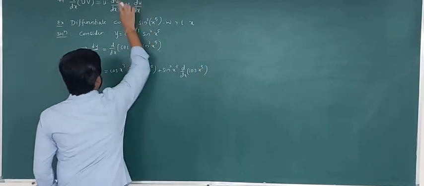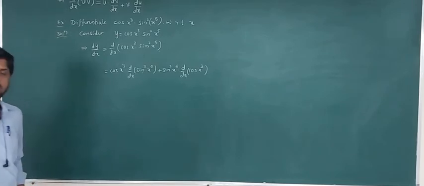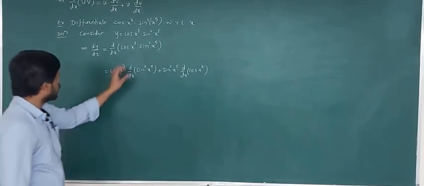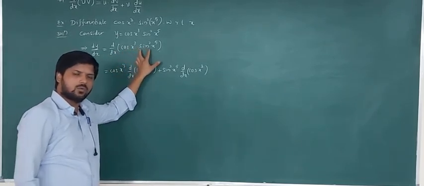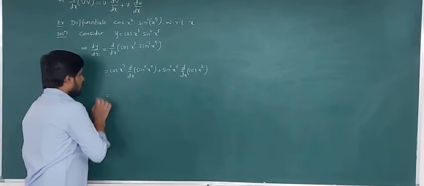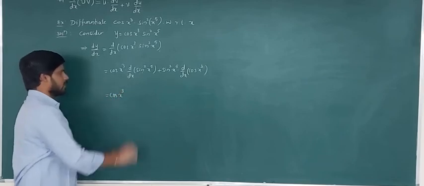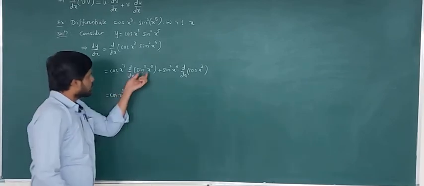Applying the above formula, the u into v rule, the product of two functions. Here u equals cos x cube and v equals sin square x to the power 5. Now differentiating, we get cos x cube is constant, keep it as it is, times sin square x to the power 5.